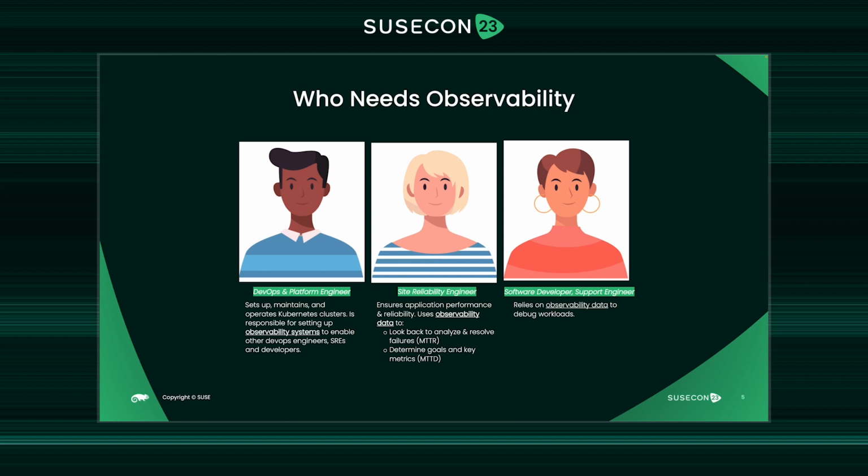They typically use observability data to reduce mean time to resolution and mean time to detection. And then you have your software developers and support engineers that rely on observability data to debug workloads.